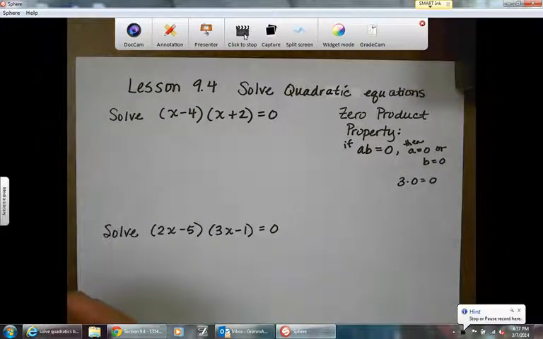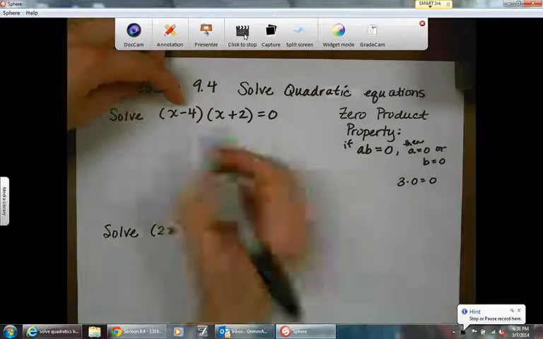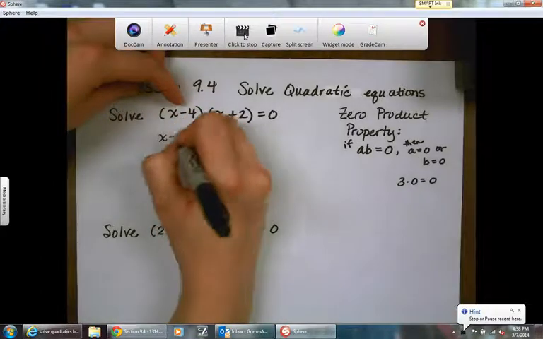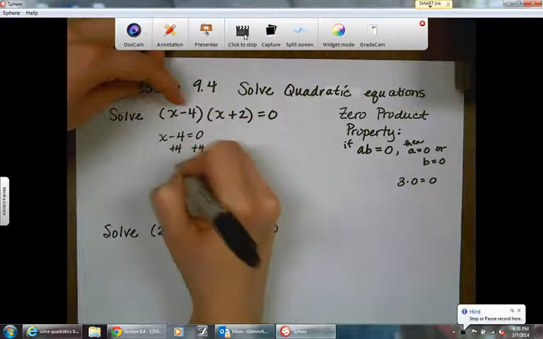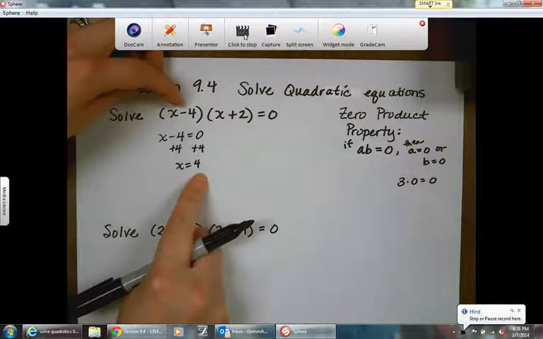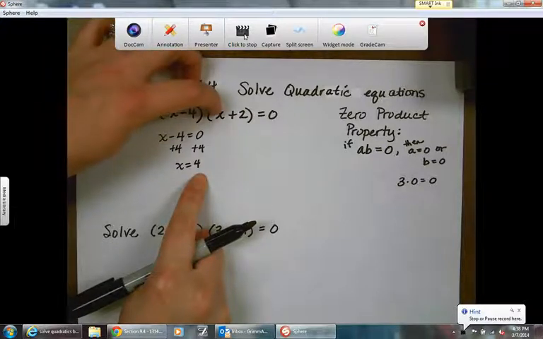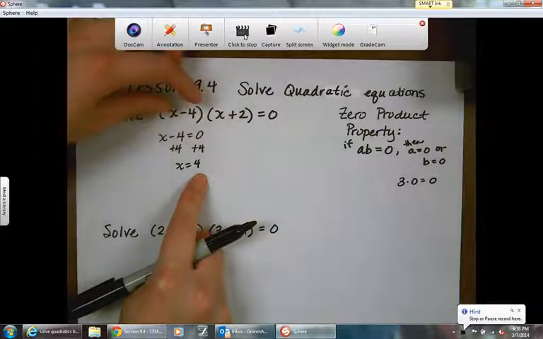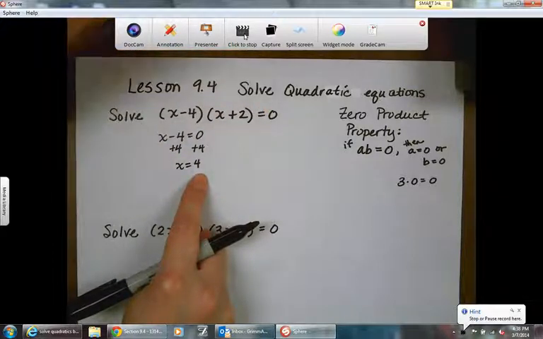So what we're going to do is ask, is A 0? We take this and say x minus 4 equals 0. Add 4 to both sides, which, by the way, you should be able to do mentally. Think about this: if x equals 4 and I plug in 4 right here, 4 minus 4 is 0. Even if I make this 6, 0 times 6 is still 0. So that works.